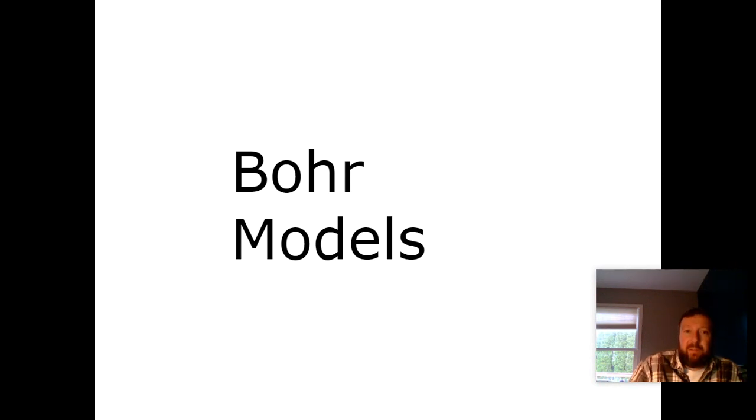Last week we ended up talking about the structure of the atom, how the atom's composed of subatomic particles: the proton, the neutron, and the electron. We looked at how to figure out how many protons, how many neutrons, and how many electrons there are inside of the atom.